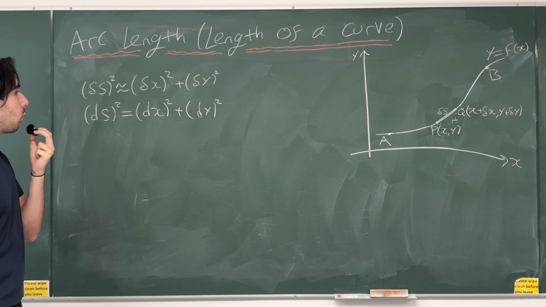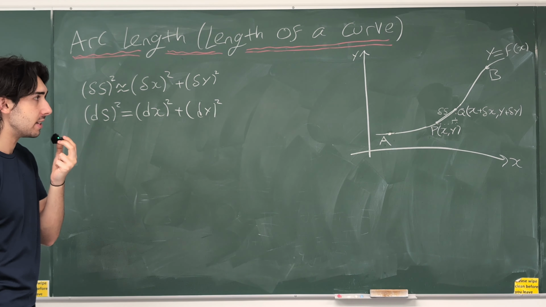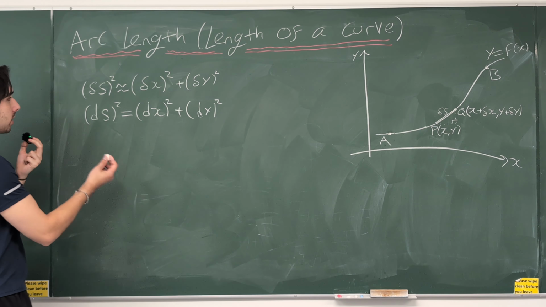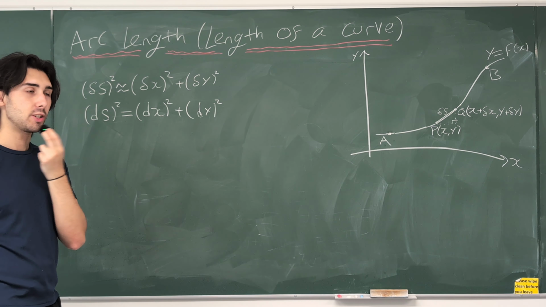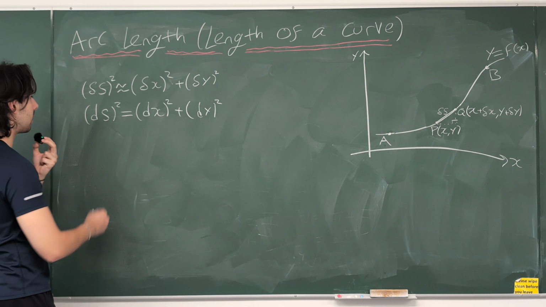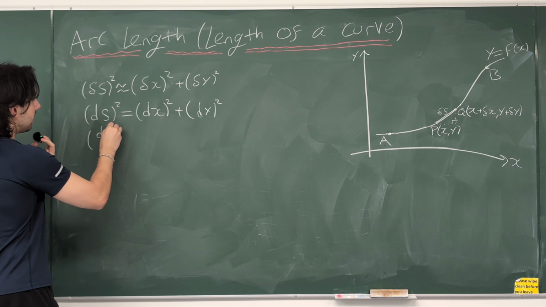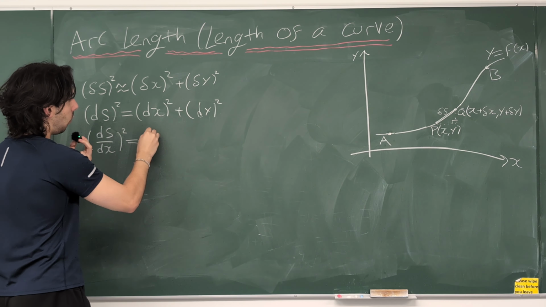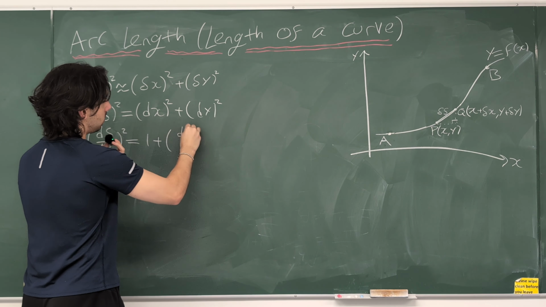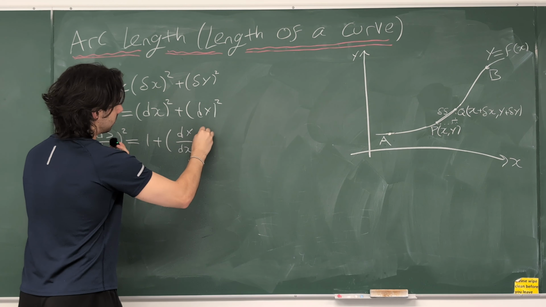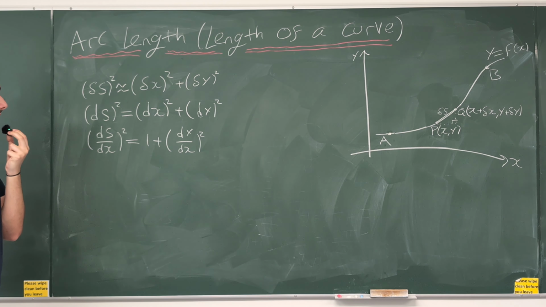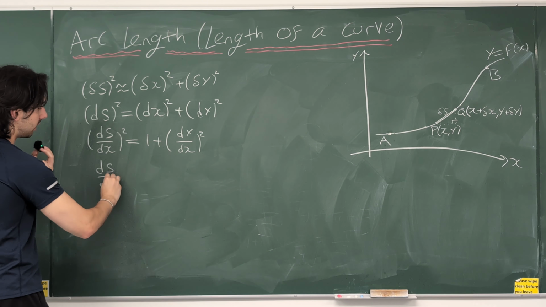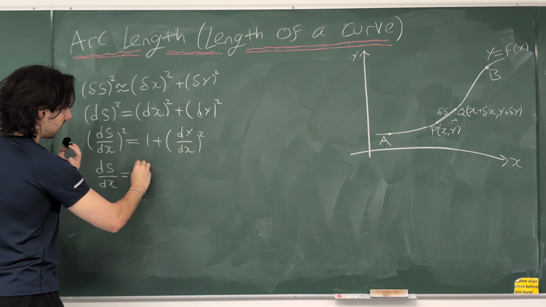Okay, now we're trying to find what S is, not ds or anything like that. So what I'm going to do is divide both sides of this equation by dx squared, and you'll see why in a second. So I've got (ds/dx) all squared equals 1 plus (dy/dx) squared. I've divided both sides by dx squared. Then I'm going to take the square root of both sides, assuming that both sides are positive, of course, and I'm going to get this.